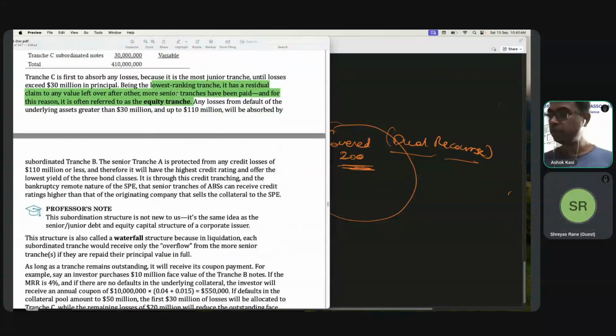Equity tranche you may read. The equity tranche is the group which has the highest risk. The lowest ranking tranche has a residual claim to any leftover value. That means after paying all the other groups, this tranche will be paid. So it is called the equity tranche.